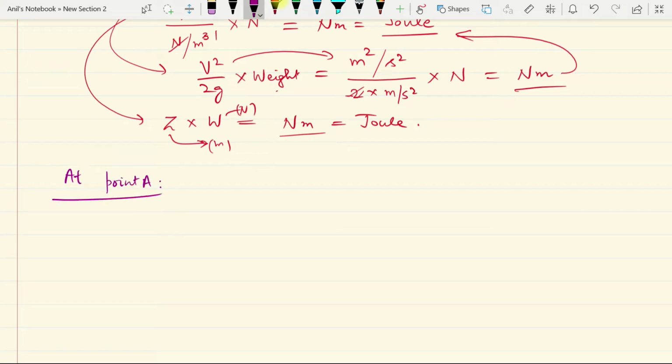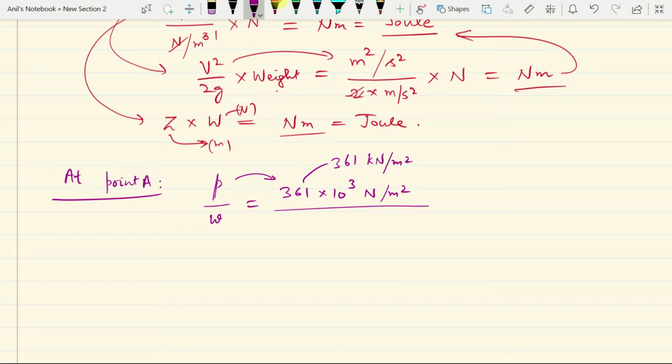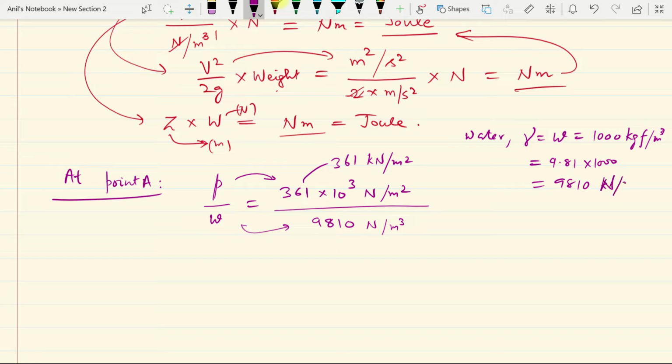At point A, we are given pressure, which is equal to 361 into 10 power 3 Newton per meter square. So this was 361 kilonewtons per meter square, and I have converted that into newtons per meter square, divided by W. W we will take as 9810 newtons per meter cube, because for water we know the specific weight, which is gamma or W, that is 1000 kilogram force per meter cube. So in terms of newtons, it will be simply 9.81 into 1000. So that is 9810 newtons per meter cube. So I get P by W, that is pressure head at A, as 36.8 meters of water.